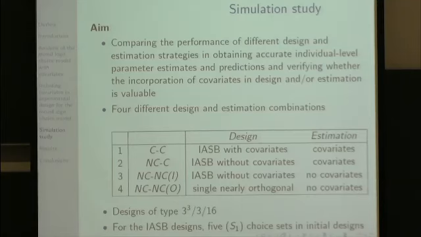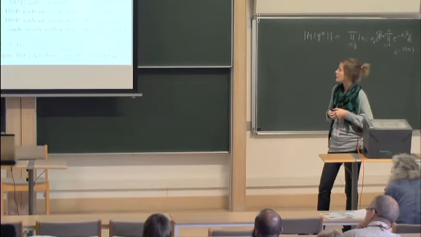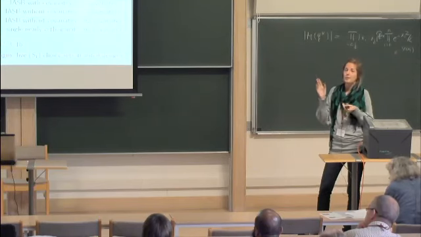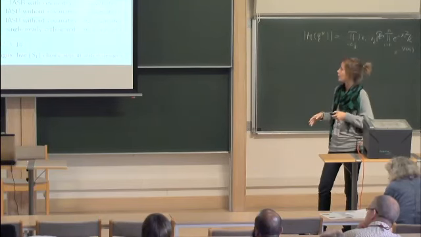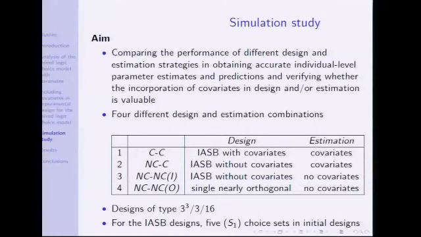All designs that we constructed consisted of 16 choice sets with 3 alternatives. The alternatives are described by 3 attributes with 3 levels each. We coded the attribute levels with effects coding, and as you will see in the results, as such we get a dimension 6 for our vectors of model parameters. For the individualized design, we constructed 5 choice sets in the initial stage of the design approach, and then sequentially added the 11 remaining choice sets.